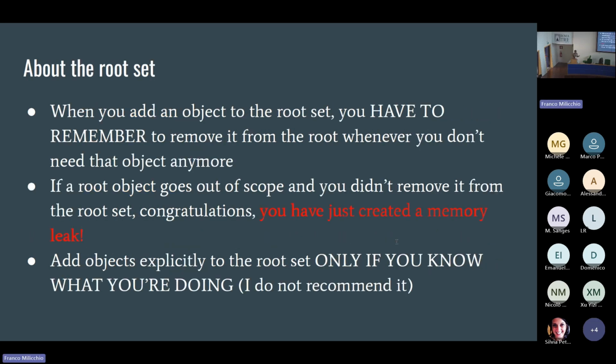About the root set. When you add an object to the root set, you have to remember to remove it from the root set whenever you don't need that object anymore. If a root object goes out of scope and you didn't remove it from the root set, well, you just created a memory leak. So by using the GC that is supposed to avoid memory leaks, you can create actual memory leaks. So I don't recommend to manually add objects inside the root set by yourself. Just let the engine do that and forget about this technique.